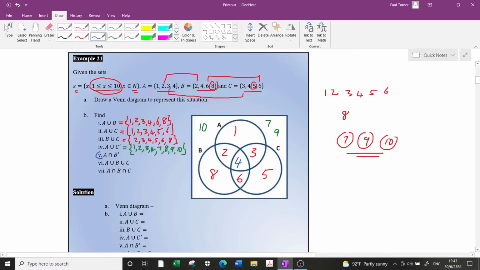Now this one, part V, A intersecting not B. So A is here. Where does that touch not B? Okay, we're looking for intersection here. So where does it touch not B? If I colored in not B there, where did those two colors touch? Only this section here, only these two. So your answer will be 1, 3.